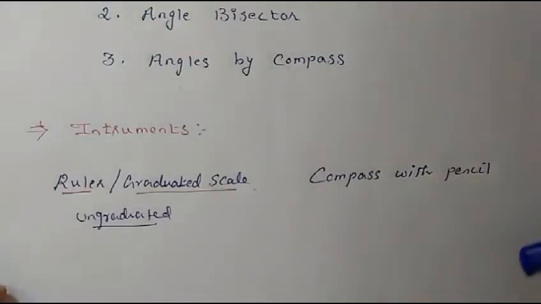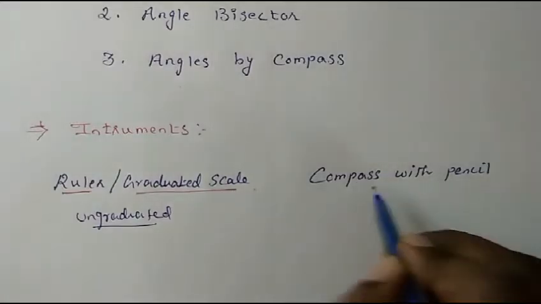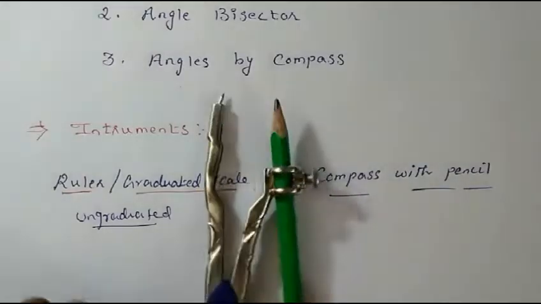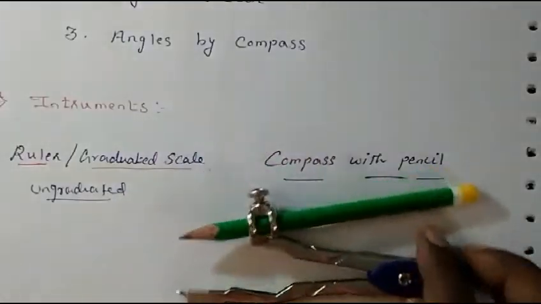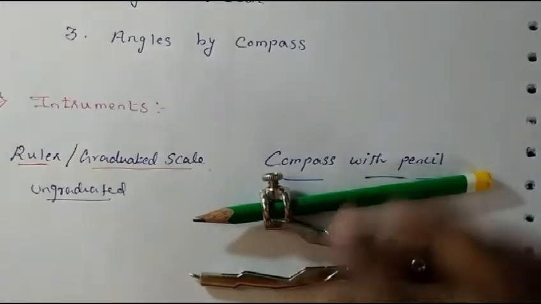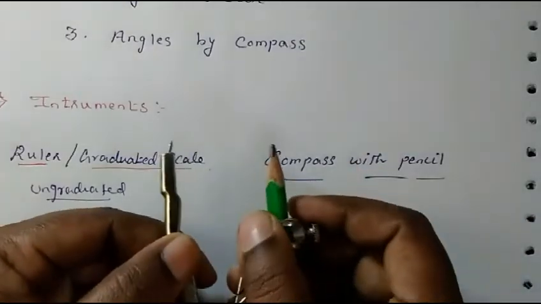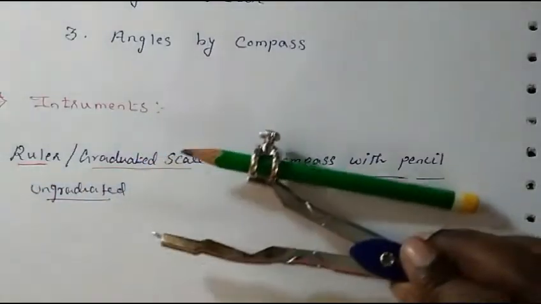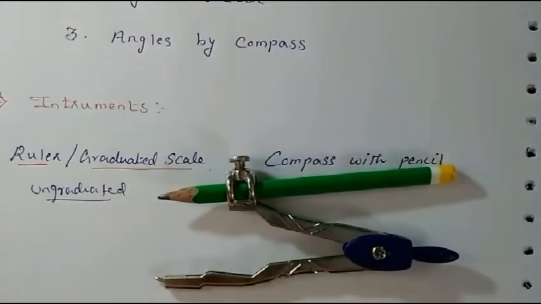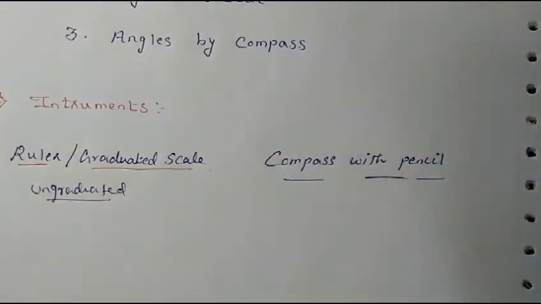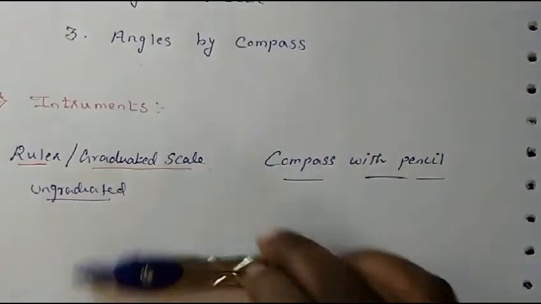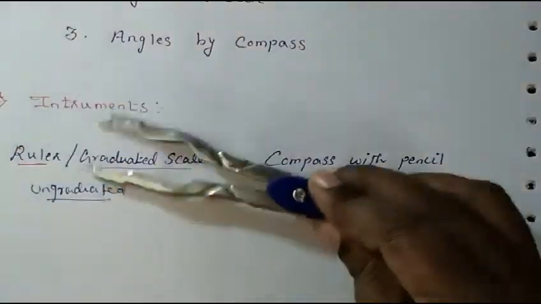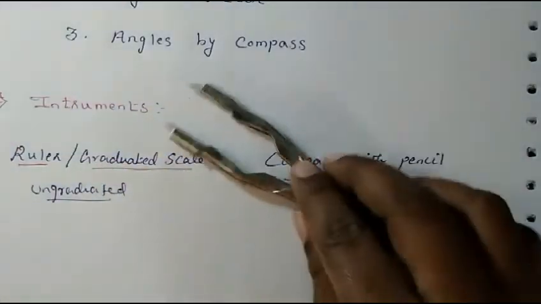And then another instrument, we call it compass with pencil. You can make the adjustment for the distance that you need. So this you call compass with pencil. And you will also see in your geometry box one more, this is called a divider.